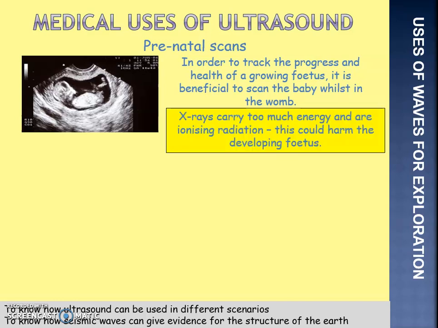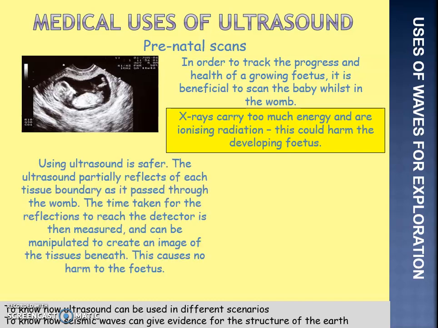We don't use X-rays because they carry too much energy and they are ionizing radiation, and this could harm the still developing fetus. It could cause damage that the baby would then have for the rest of its life. So using ultrasound is a lot safer. The ultrasound partially reflects off each tissue boundary as it passes through the womb. Now, the time taken for each reflection to reach the detector can then be measured, and we can manipulate that data to create an image of the tissues underneath it.